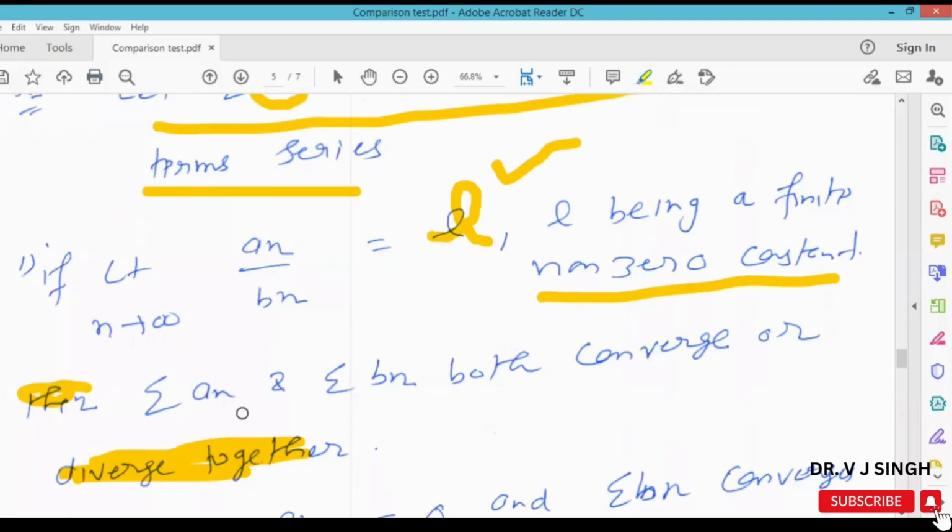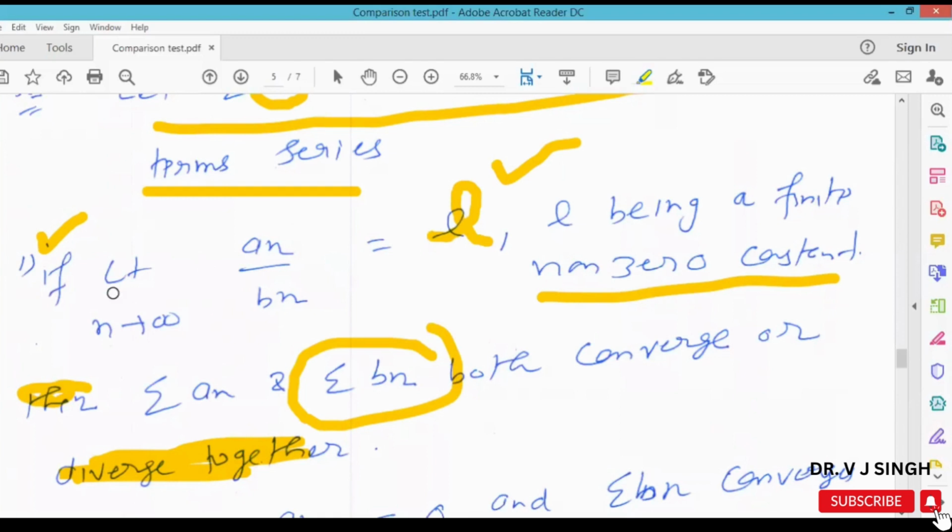Yes, it means if one series is convergent then the other series is also convergent. If one series is divergent then the other series is also divergent. That means if bn is convergent then an is also convergent, and if bn is divergent then an is also divergent. So this is the meaning of converge and diverge together: whatever one does, the other does too. So this is the first case.